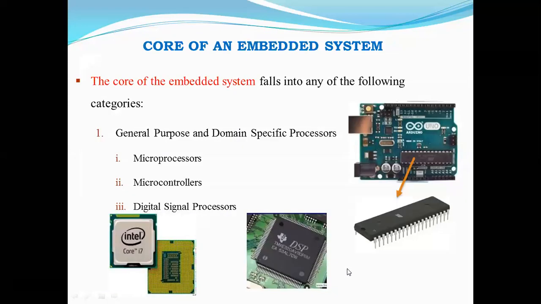First we will see the main component in the embedded system, the processor. Do you know what a processor is? The processor is called the brain of the system. Without that you cannot design any system. Here you will have general purpose and domain specific processors. There are different types of processors. The first one is the microprocessor, second is microcontrollers, and third is the digital signal processor. These are the different processors used for embedded systems.